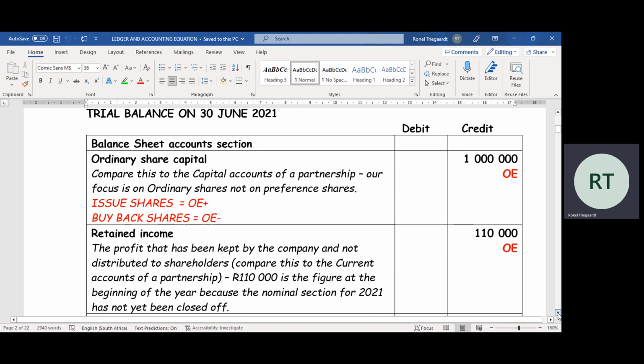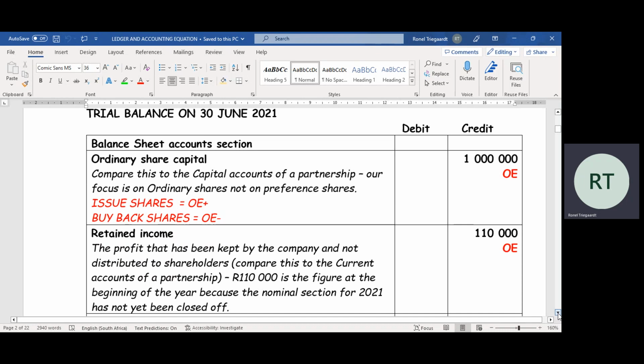Dit is die rekening waar ons die geld wat die maatskappy ontvang vanaf die aandeelhouers vir die aandele. Daardie geld kom in die gewone aandele kapitaalrekening. That's the account we record the money the company receives when the company issues shares and the shareholder pays for those shares. This is an owner's equity account. This is 'n eienaarsbelangrekening. And it will have a credit balance like any other capital account.